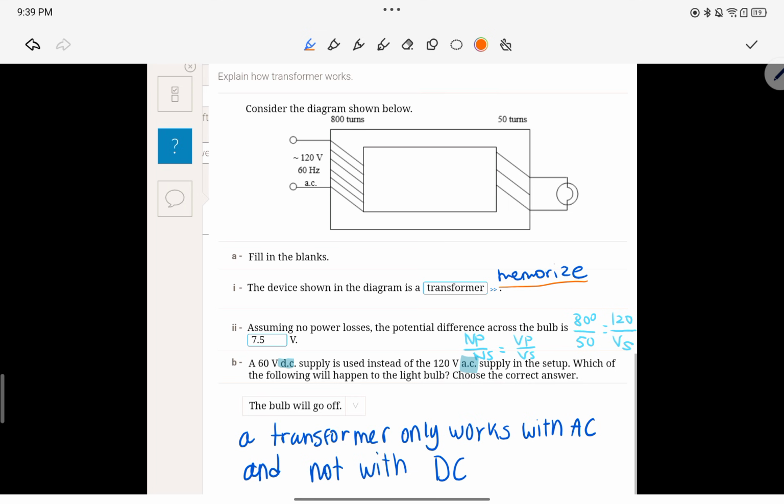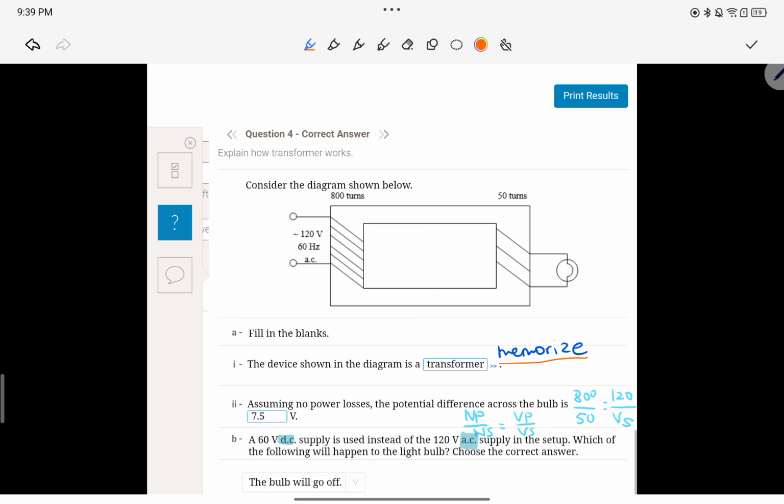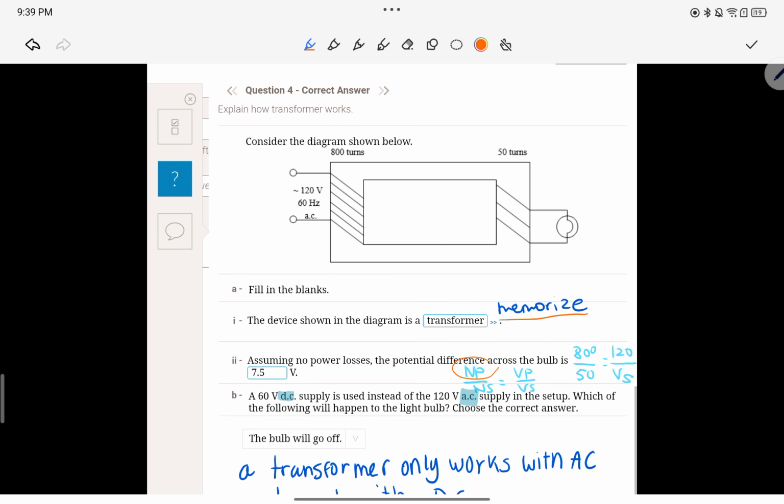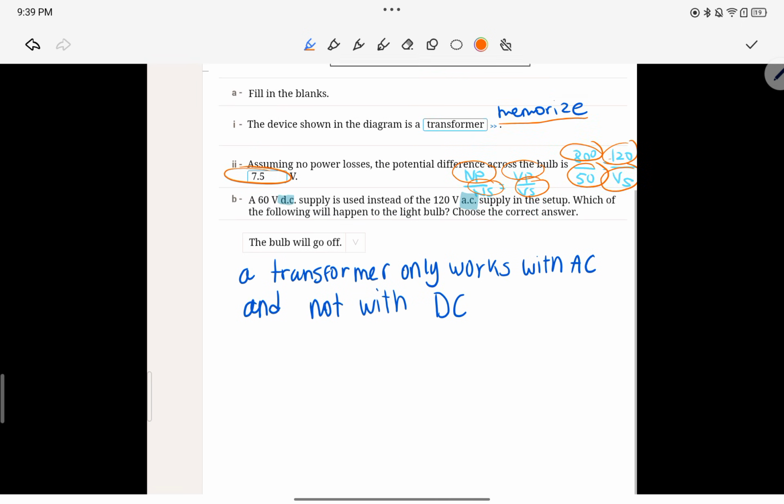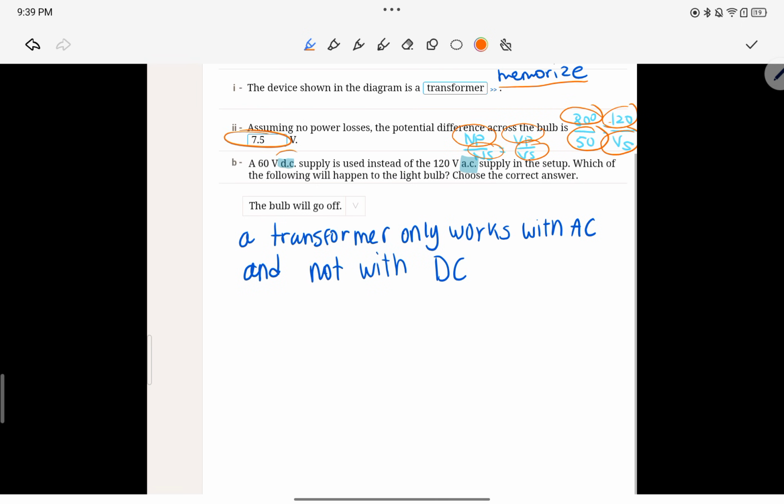Now they want the potential difference across the bulb. So you have to do NP over NS equals VP over VS. You put 800 over 50 equals 120 over VS. You'll get 7.5. Now they said, what if you use DC instead of AC?